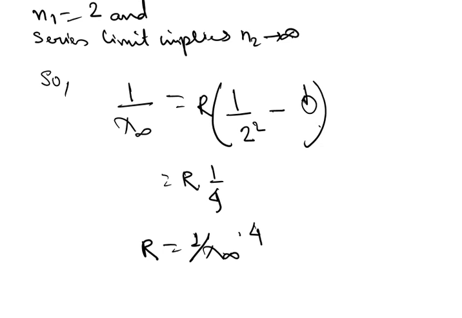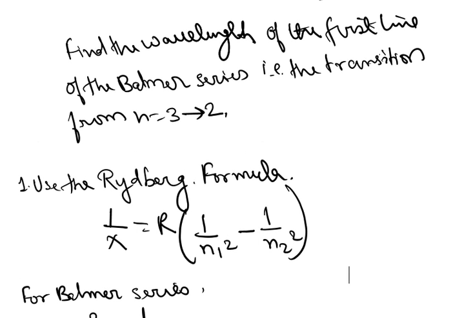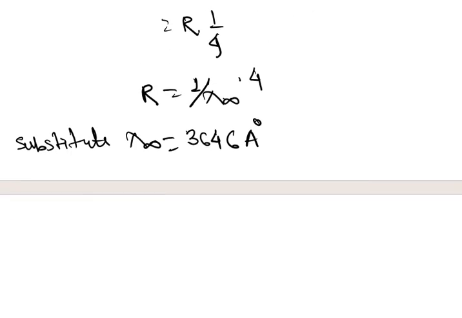We will substitute lambda infinity equal to 3646 angstrom, and we will get R equal to 4 by 3646 angstrom inverse. Now we calculate the wavelength for n equal to 3.